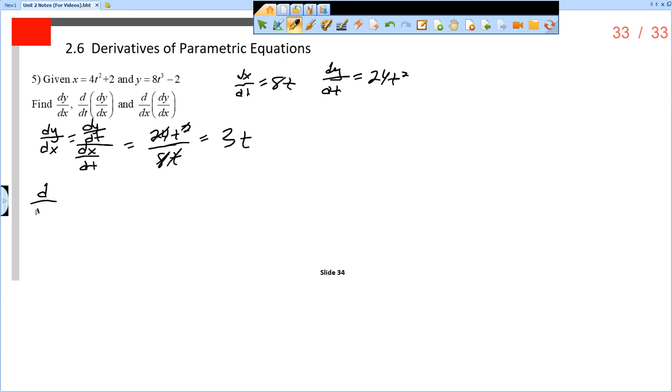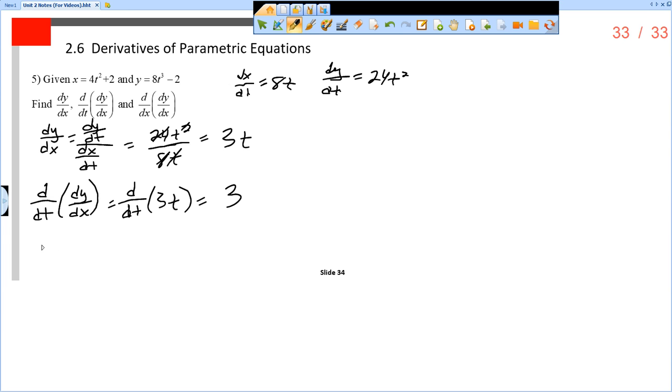Now it says d dt of dy dx. Remember, we're taking the derivative with respect to t. So d dt of just 3t, what would that be? That would just be 3. We're taking the derivative with respect to t.